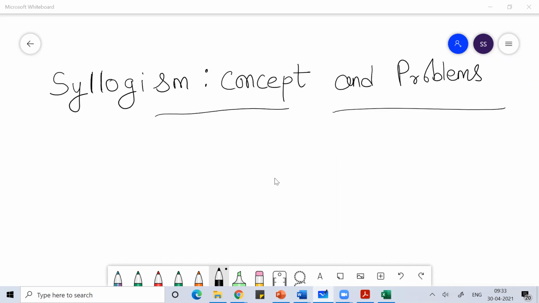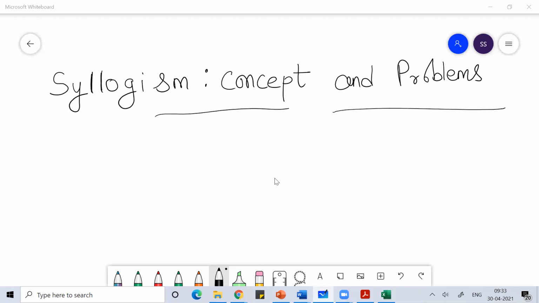The concept of syllogism, or Venn diagrams, is one of the concepts that is very common in the reasoning section. Whichever exam we talk about, whether it is related to placements or to any government exam, you will always definitely find problems related to syllogism.